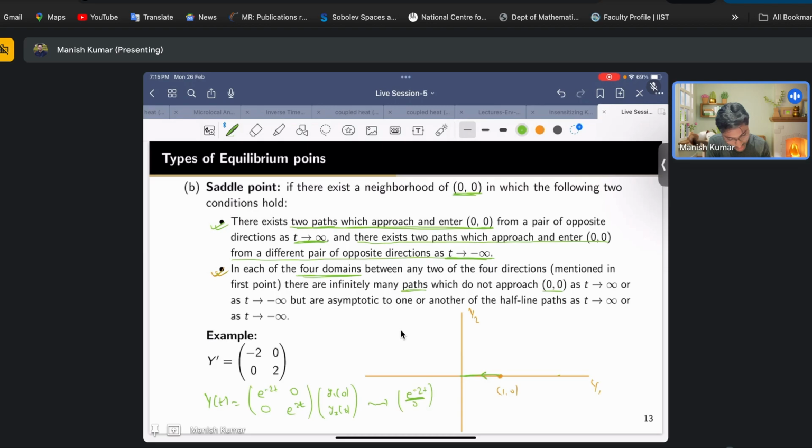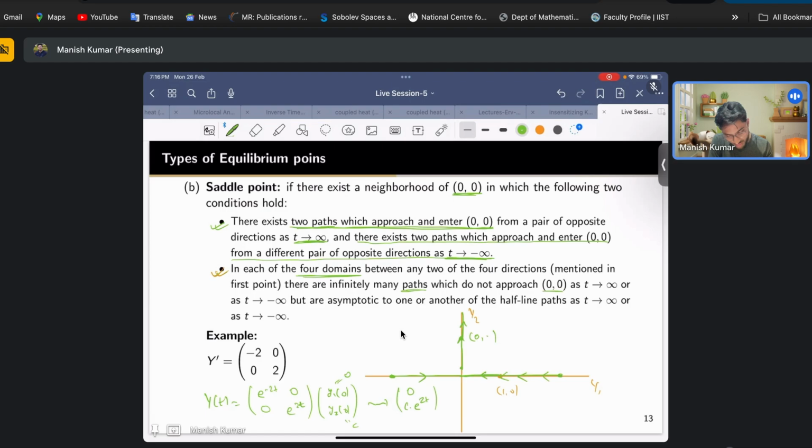So if I choose any point here, then the solution would go in this way. In a similar way, if I choose some point from here, it will go to the origin in this way. Now suppose this is (0, c). If I put 0 here and some c here, I'll get 0 and c times e^(2t). You can clearly see that this is going to infinity as t goes to infinity. So if I choose any point from here, it will go to infinity.